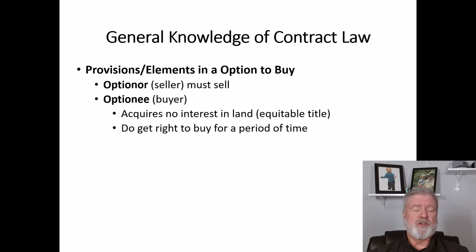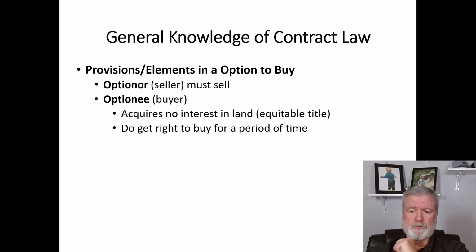Well, with an option to buy, because it's a unilateral contract, the other contract is bilateral, right? Because you got a buyer promising to buy and the seller promises to sell. That's a bilateral contract, and when that's accepted, equitable title conveys to the buyer. But with unilateral, equitable title or any other interest will not convey to the buyer. So the buyer does not own any interest at all in the property during the time of the option to buy.